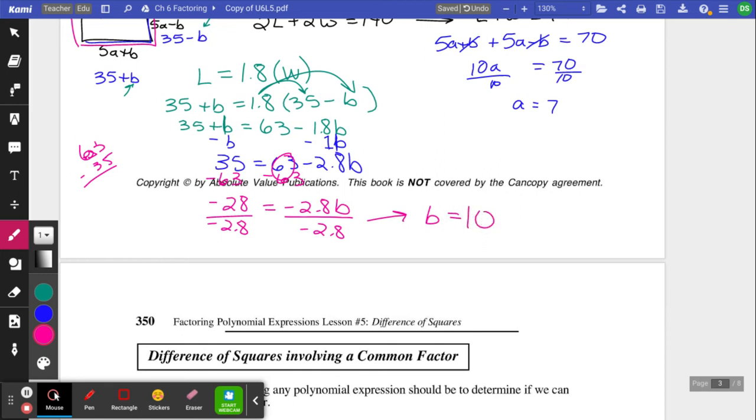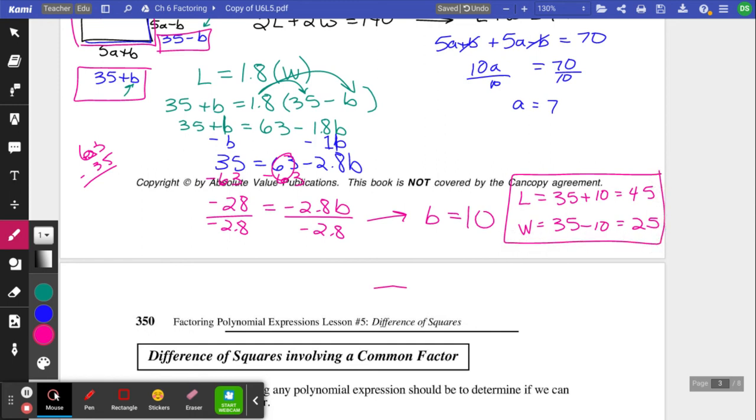I should quit now? No, what was the goal? Find the length and the width. Oh, right. So I've got my 10. So final answer: L equals 35 plus 10, which is 45, and width equals 35 minus 10, which is 25. Do not forget to give your final answer. 10 is not it. You weren't looking for B. You were using it to find the answer.